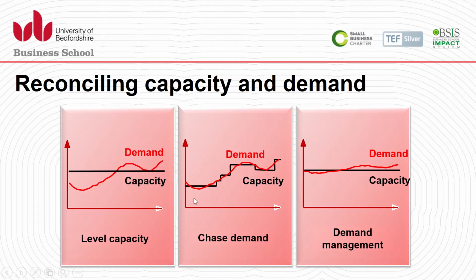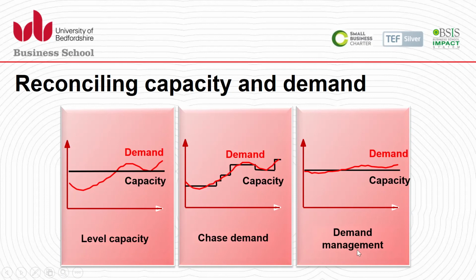So we don't keep the capacity as it is. We change the capacity as the demand is fluctuating. If the demand is low, we have fewer resources in place. When the demand is increasing, we have to add resources, and we employ or deploy more resources accordingly, depending on the business, so we can chase the demand.